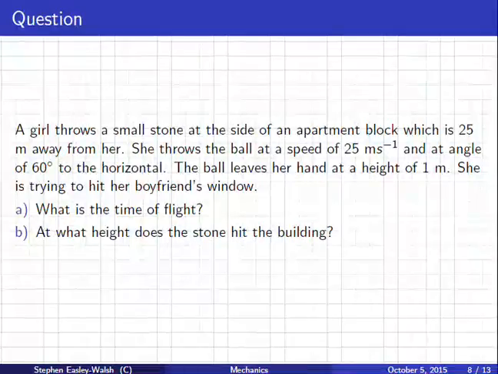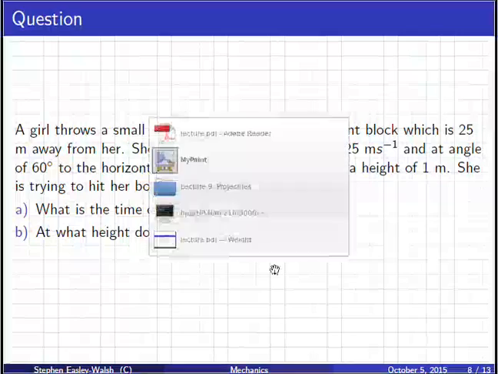So the u is 86.6. The v we don't know. The a we do know, it's 0. Why is the a 0? Because it's horizontal. No gravity. The t we do know, we worked it out, it's 10.2 seconds until it hits the ground.